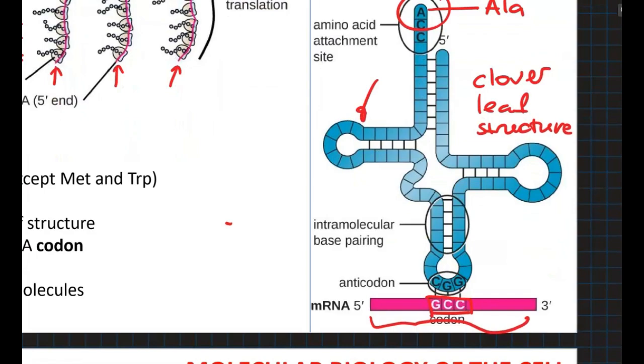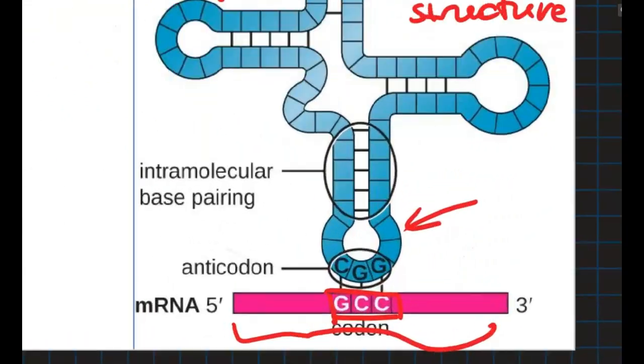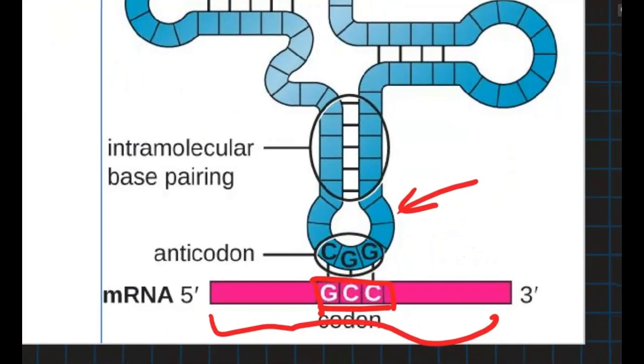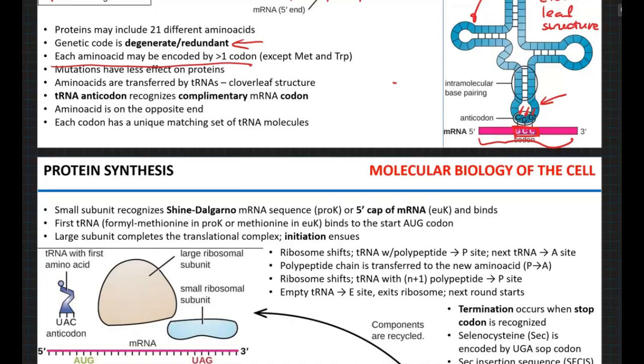Now, if you look at this loop, you can see that at the very tip of that loop, there's a sequence C, G, G. Can you all see that? That sequence is complementary to GCC. So this is the codon, and this is called the anticodon. Okay? Nice. Right?